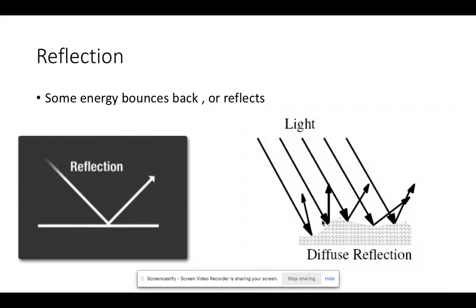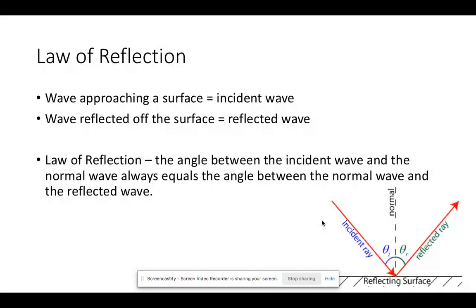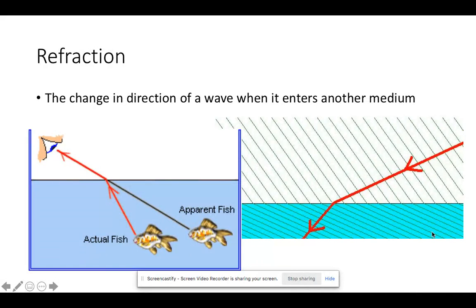Reflection, so some waves will bounce back. So the energy bounces back or reflects, and this is easily seen in the mirror when our image reflects back at us. And the law of reflection says that a wave approaching the surface is our incident. So you can see this wave coming in, and the wave going off is reflected. So the law of reflection says that whatever angle it's coming in, it will be reflected at the same angle. So the angle between the incident wave and the normal always equals the angle between the normal and the reflected. So they just said it very scientifically. What it means is whatever angle this is coming in, this is also going out at.